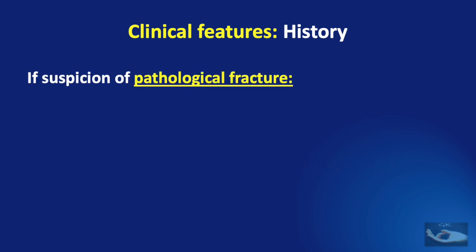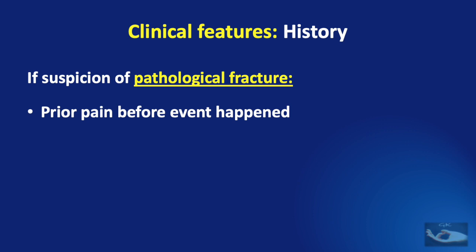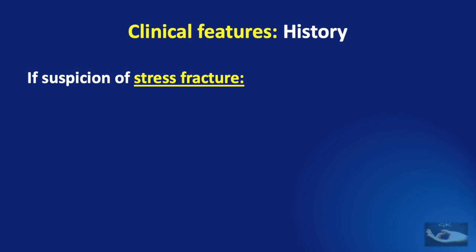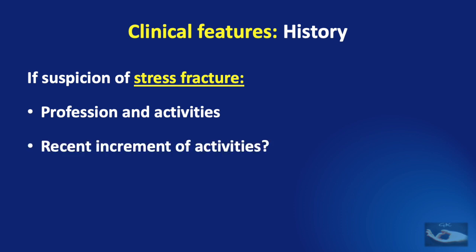If a pathological fracture is suspected, we need to ask for history of prior pain before the event happened, constitutional symptoms that the patient may have had, and history of treatment for the underlying problem. If there is a suspicion of a stress fracture, we need to get the history of the profession and the regular activities of the person, and any history of recent increment of activities that were normally performed that could have led to the stress fracture.